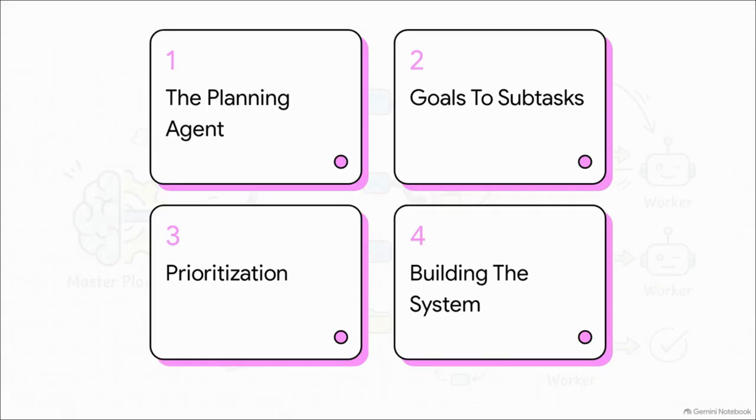Okay, let's dive into this. Here's our game plan for today's explainer. First up, the planning agent. Second, from goals to subtasks. Third, prioritization and dependencies. And finally, building the system.